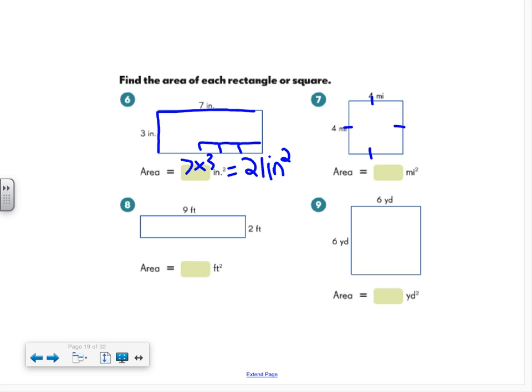So if it's a square, I know I'm taking one length is 4, and the other one has to be 4. 4 times 4 is 16. 16 miles squared. If this one is 9 the length and the width is 2, I'm taking the length as 9, multiplying it by 2, and that would be 18 feet squared. Last one is a square again. All sides are equal. One length is 6 and the other is 6. Well, 6 times 6 is 36. 36 yards squared.